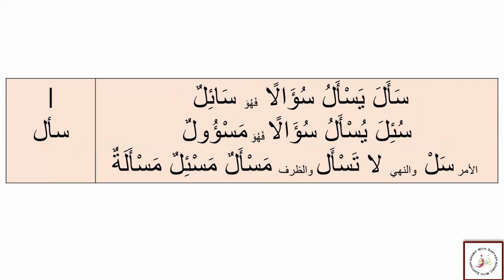Then we have another example from family one, that is sa'ala: Seen, Hamza and Lam. Sa'ala yas'alu su'alan fahuwa sa'ilun. Su'ila yus'alu su'alan fahuwa mas'ulun. Because here the Alif is before the Hamza, it remains like this. Sa'ilun. Su'ila yus'alu su'alan fahuwa mas'ulun.